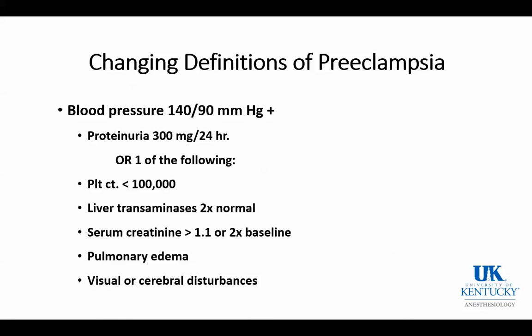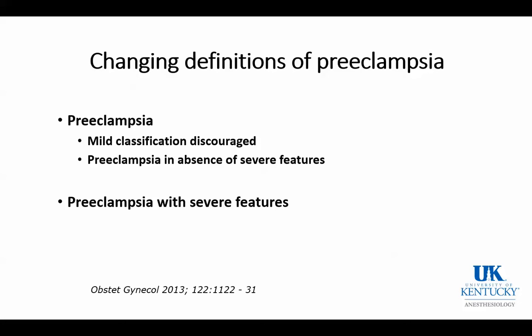If you have the designated blood pressure and one of these other criteria, platelet count less than 100,000, elevated liver transaminases, elevated serum creatinine, or the development of pulmonary edema or visual or cerebral disturbances, then that will also give you the definition of the diagnosis of preeclampsia. Also, in terms of definitions, it has been recommended that the term mild preeclampsia not be used, and instead that you will use the terms preeclampsia in the absence of severe features and preeclampsia with severe features.